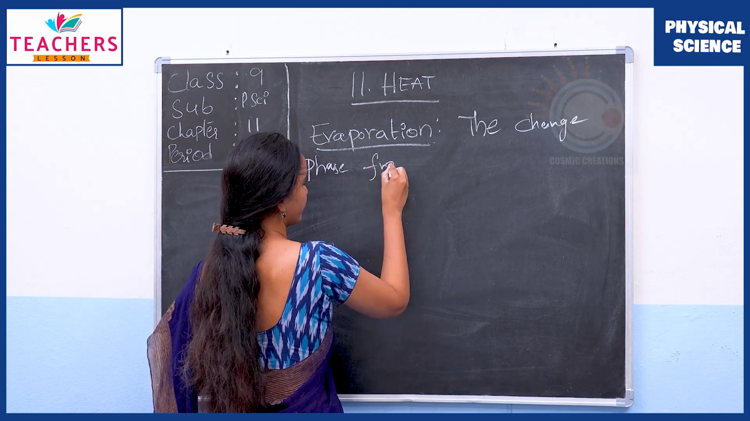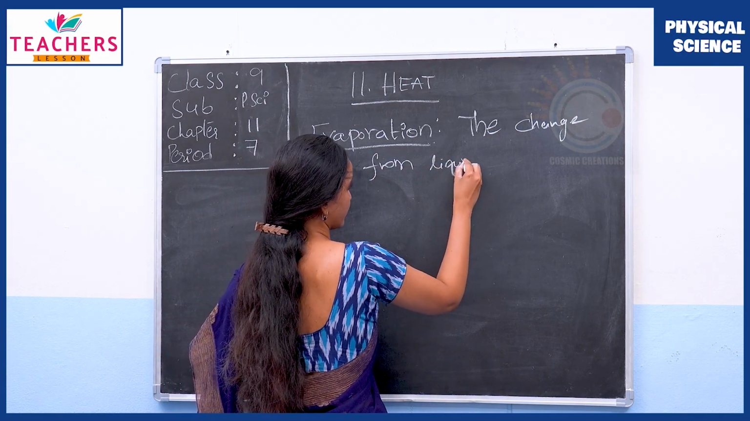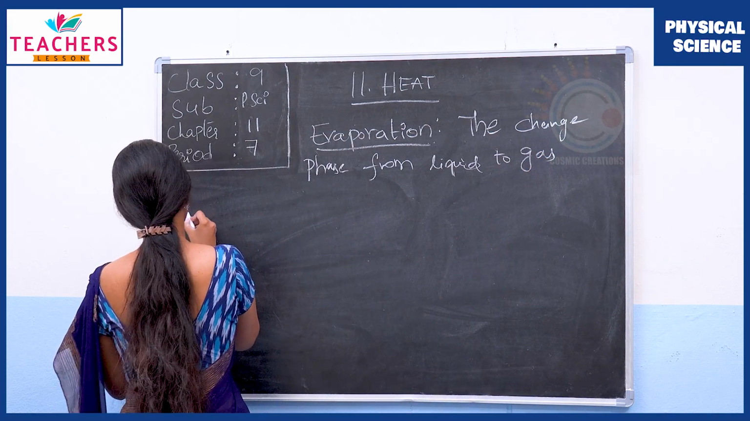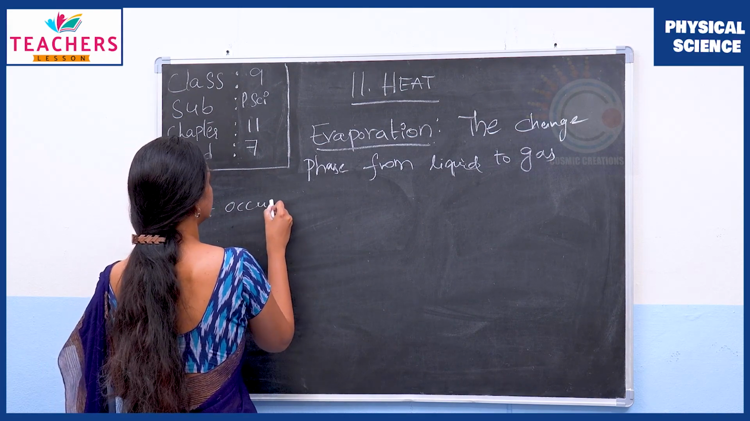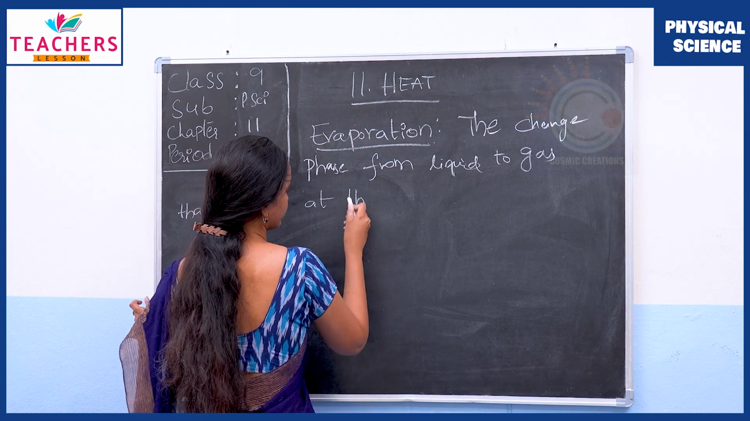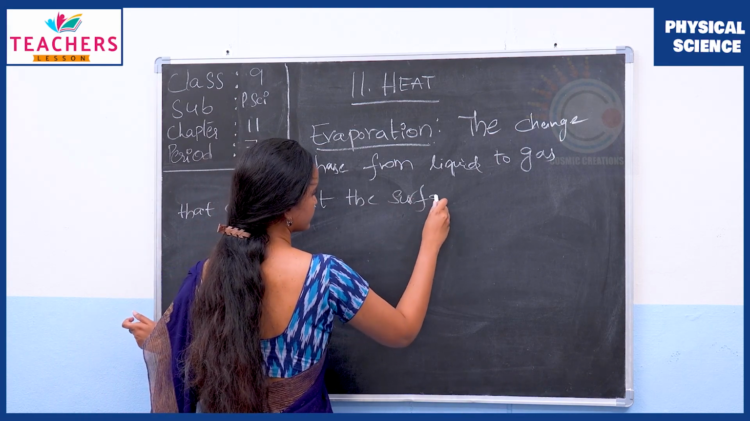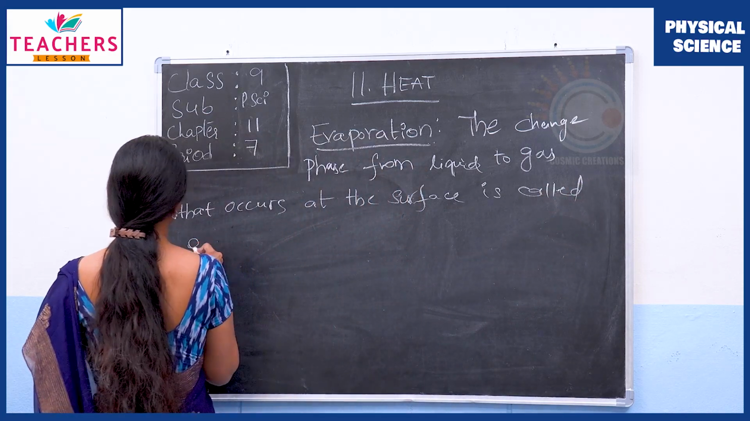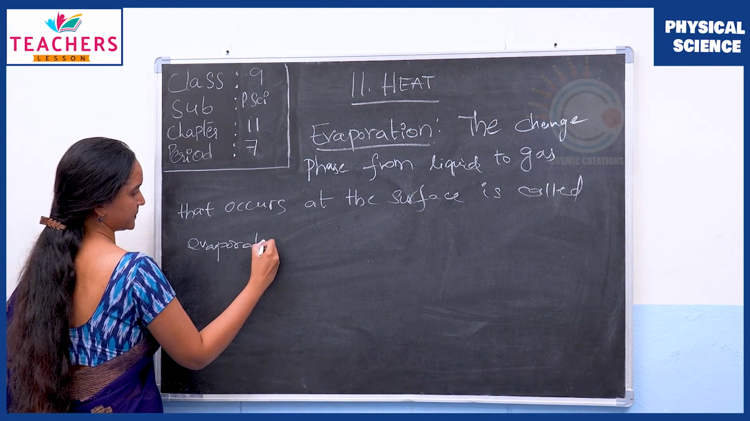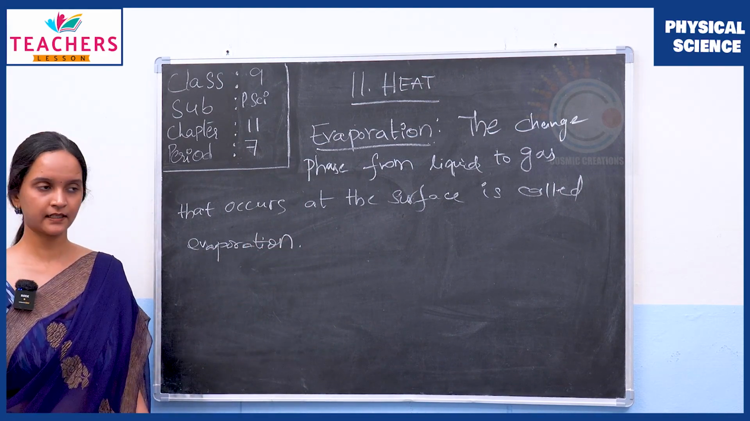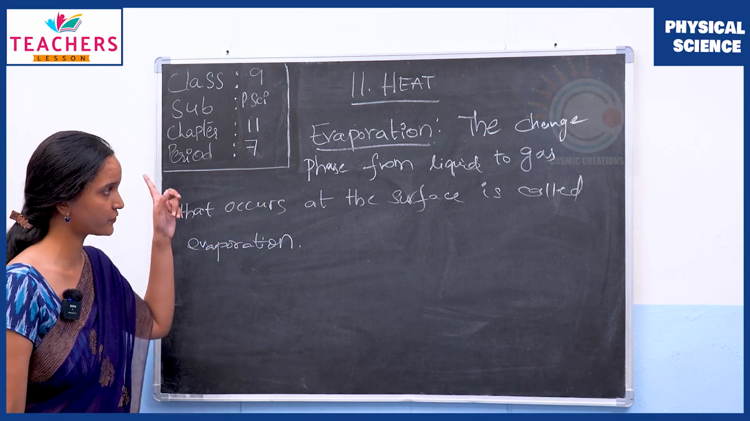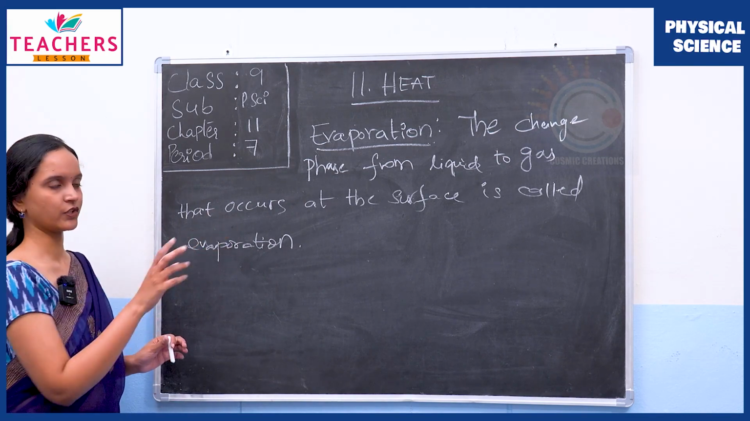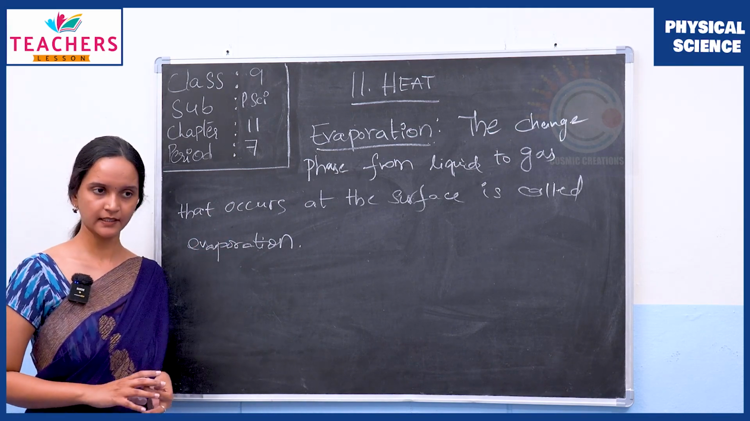So having said that, let's quickly redefine evaporation in another way and then we'll proceed to the next topic. Evaporation can be defined as the change of phase from liquid to gas which occurs at the surface. Clear? This is a surface phenomenon. This phase change from liquid to gas is occurring at the surface and hence it is a surface phenomenon. That is your evaporation.